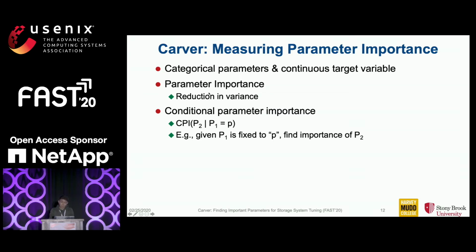Intuitively, an important parameter should divide a set of configurations into multiple subsets, and the weighted sum of variance within each subset should be much smaller than the variance of the original set. We have the formal definition in our paper. We define the conditional parameter importance as the importance of one parameter with the value of another parameter fixed.